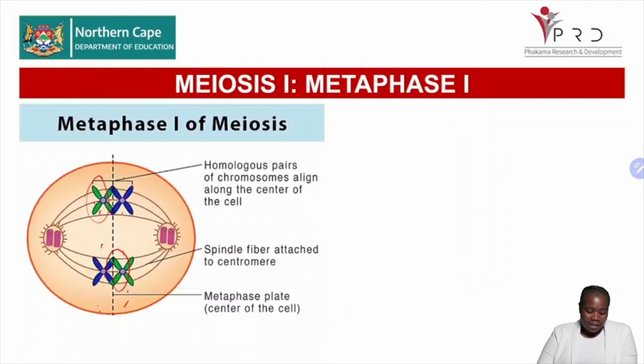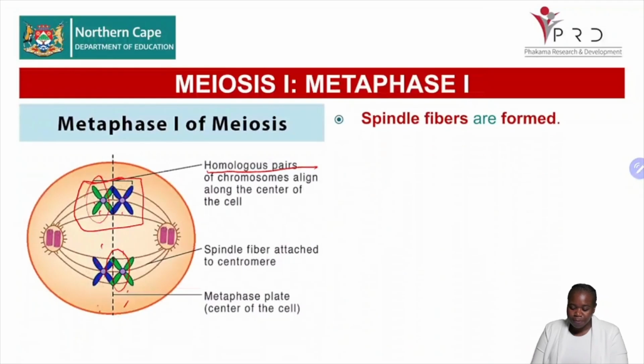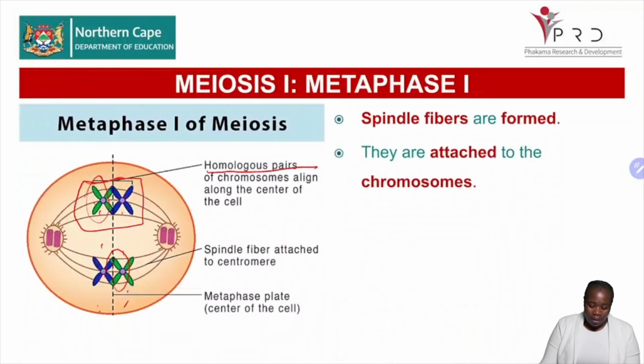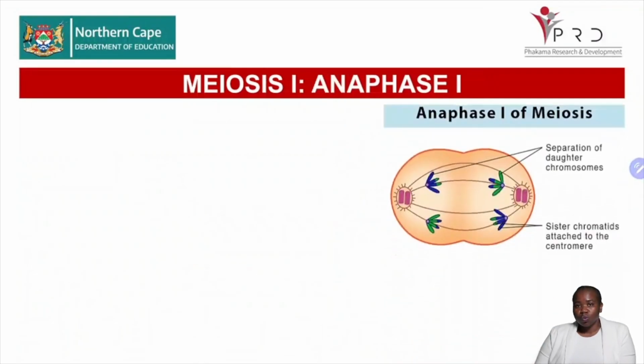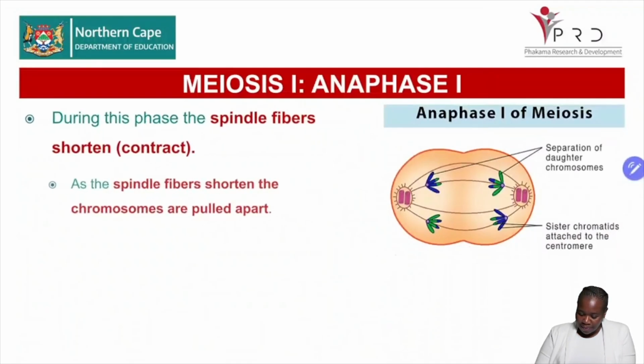Again, how do I identify that this is metaphase 1? The chromosomes align at the equator in homologous pairs, whereas in metaphase 2, you will see they're going to align individually or singly. Again, we have the spindle fibers. Remember, the spindle fibers are the ones that hold the chromosomes at the equator. Okay, so how you identify metaphase 1 is that the chromosomes are aligned at the equator in homologous pairs.